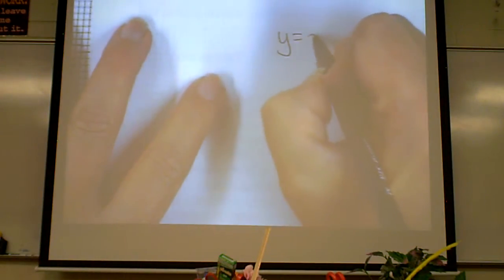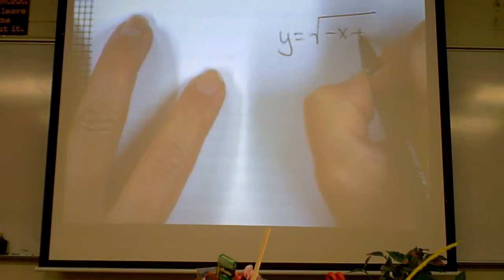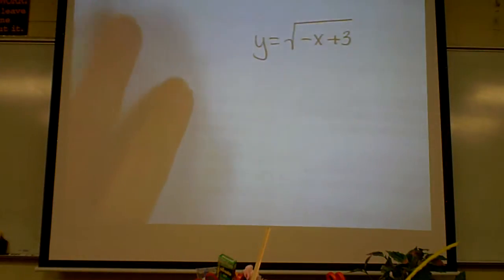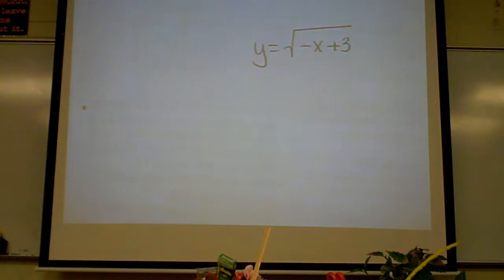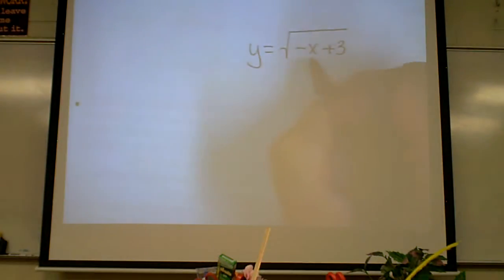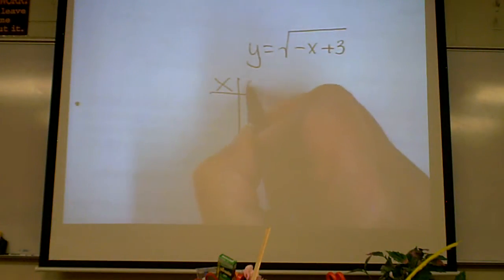For example, a lot of people get confused by that. If I give you this, a lot of people think, oh, you can't do that. It's a reflection over the y. This is what you're asking me, right here. How do you do the domain on this? So in other words, what numbers can you put in here? Here's your domain.